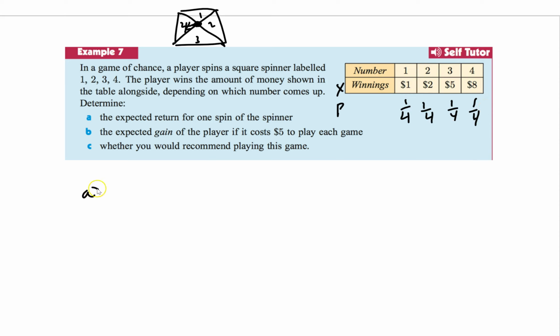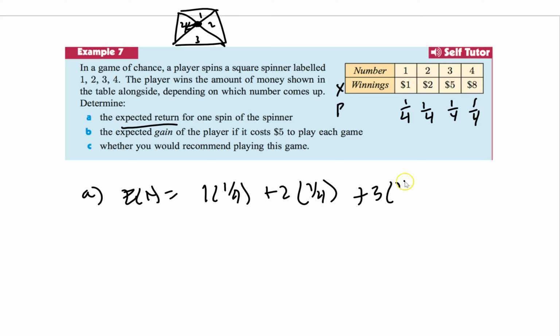A says what's the expected return of one spin, the expected value. So you just multiply these things and add them up. So it's going to be $1 times 1/4, plus $2 times 1/4, plus $3 times 1/4. Actually, that's wrong. It's not $3. We're only getting paid $5, so we're getting paid $5, not $3. If it lands on it, you get paid $5. So $5 times 1/4, and right here, if it lands on 4, you actually get paid $8. Big winner.